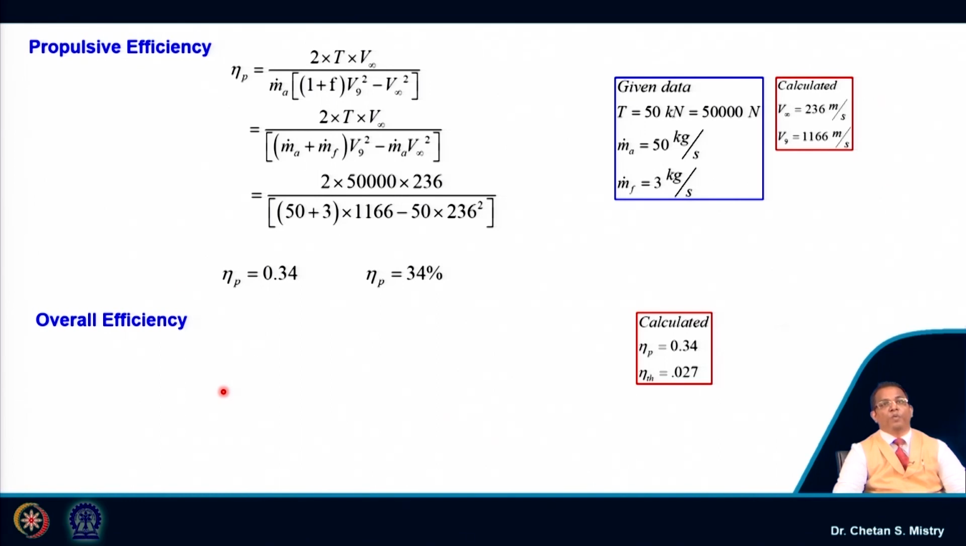Okay. Now, we have the next parameter, overall efficiency. We write this overall efficiency as propulsive efficiency into thermal efficiency. We have calculated our thermal efficiency to be 27% and propulsive efficiency to be 34%. So, if I put them here, my overall efficiency comes to be 9.2%.